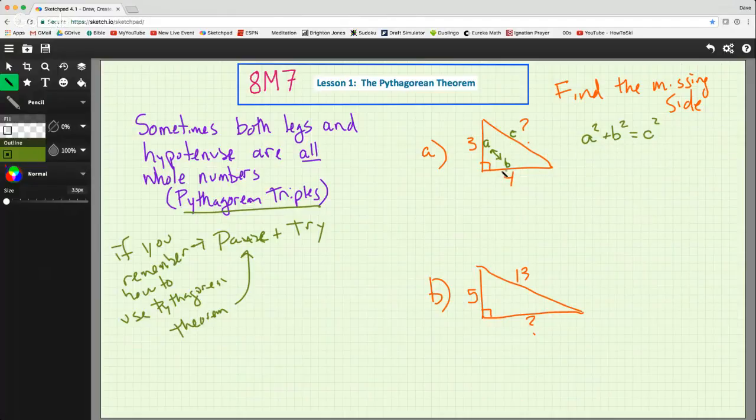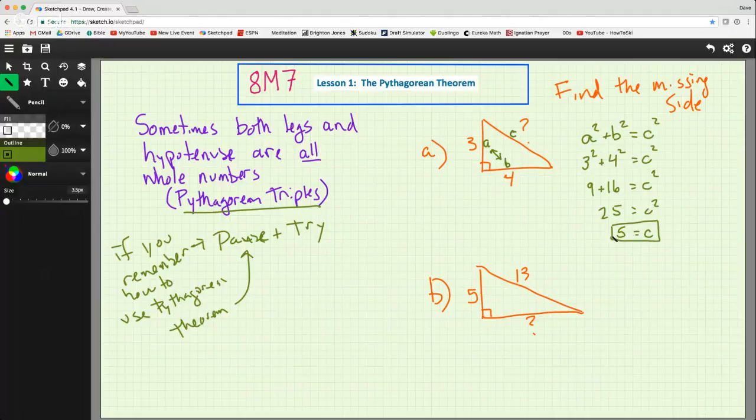So let's plug in our numbers. We know that 3 is A, so it's 3 squared plus B is 4 squared equals C squared. The next step is simplify. So now we have 9 plus 16 equals C squared. So 25 equals C squared. So C squared has to equal 25, so C equals 5.